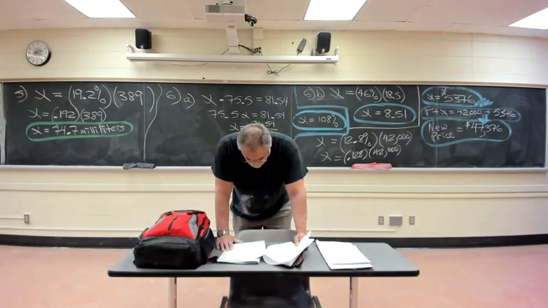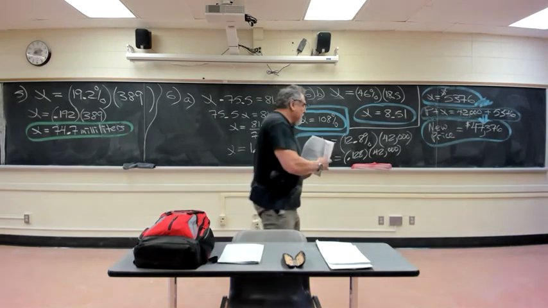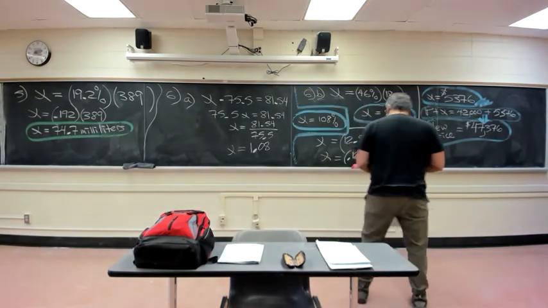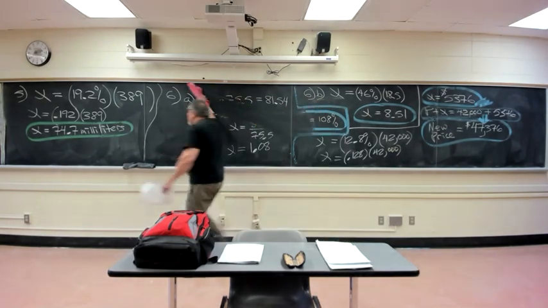Question number 8. An item is regularly priced at $88. It is on sale for 80% off the regular price. Use a calculator to find the sale price. All right, well, a number of ways to go there. Sooner or later we got to erase some of this stuff, so let's just do it.